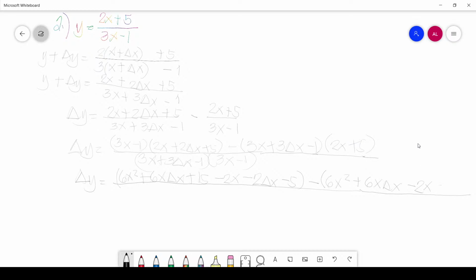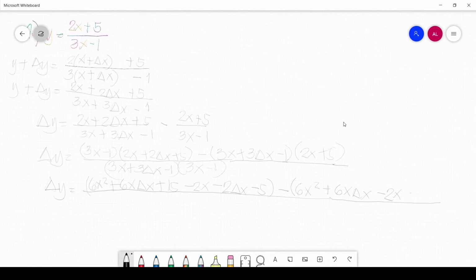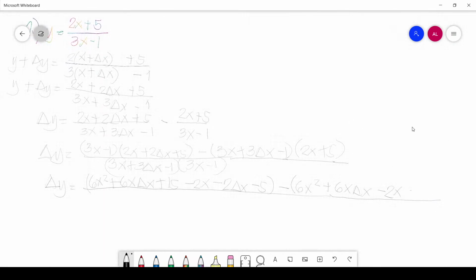Oh my gosh. Okay lang. I ran out of space on my paper.